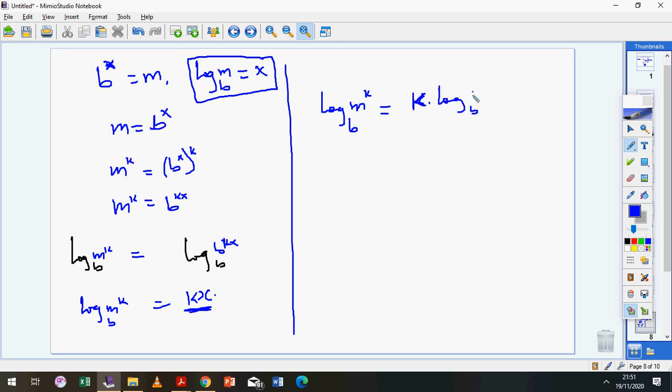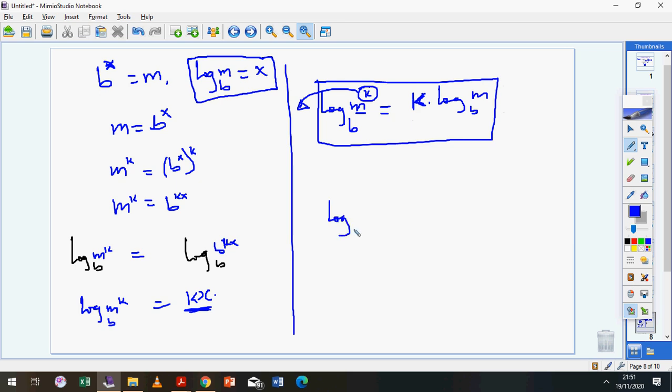So that tells you that every time you have a power on the power of a logarithm, just drop that power to the front, and then it's just that power times the logarithm. So if you had logarithm base 2 of 43 to the power 12, it's just the same thing as 12 times logarithm base 2 of 43.